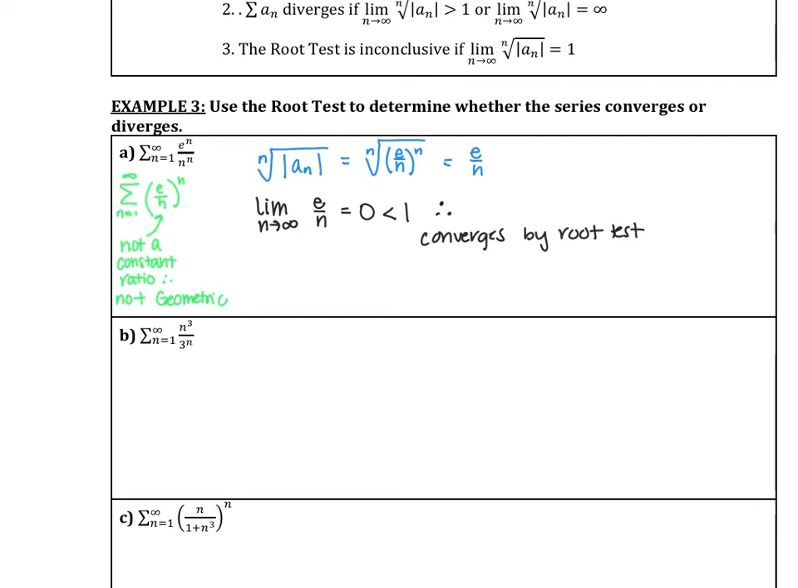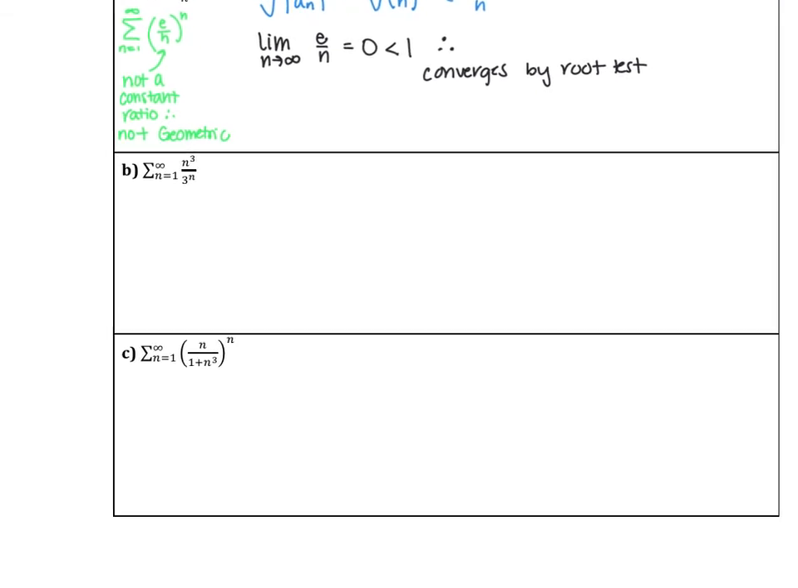Okay, normally I would have you pause and try this next one, but I do want to look at this next one together because it's a little bit messy.